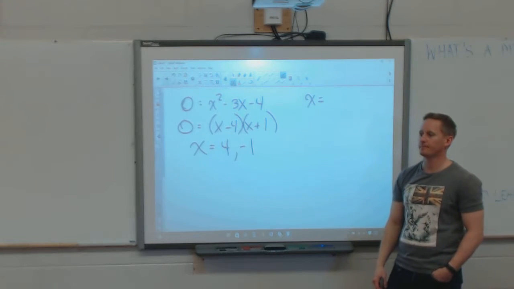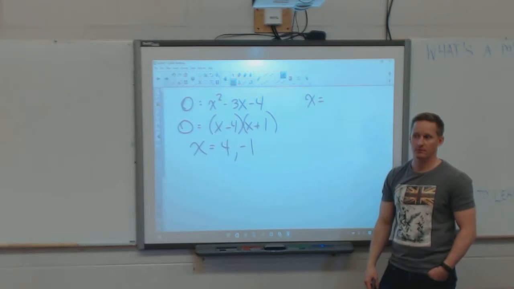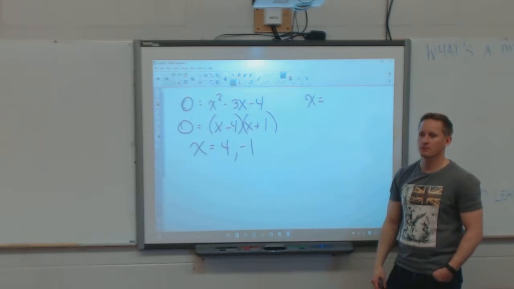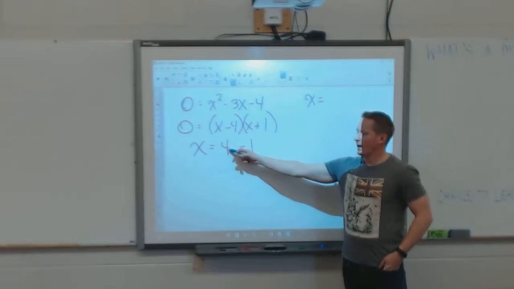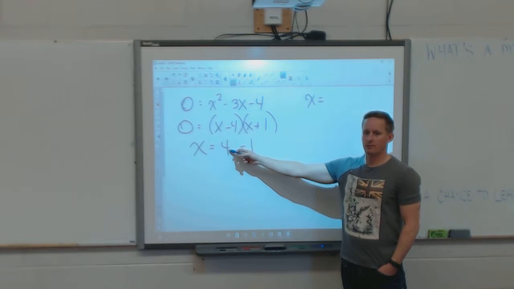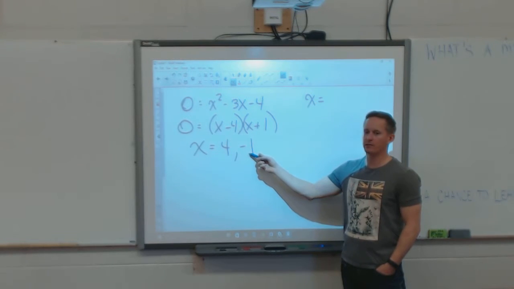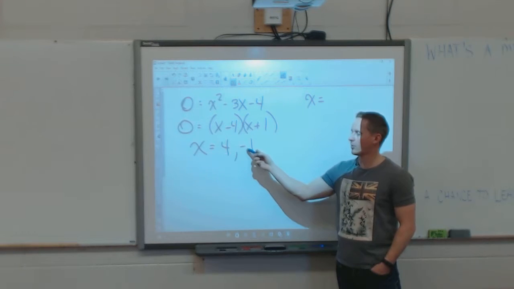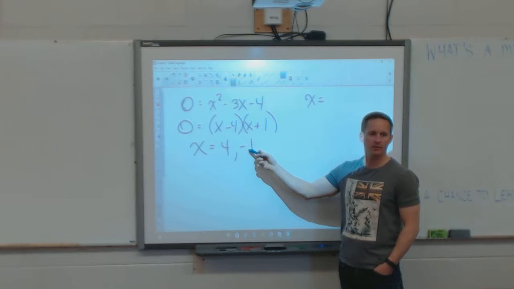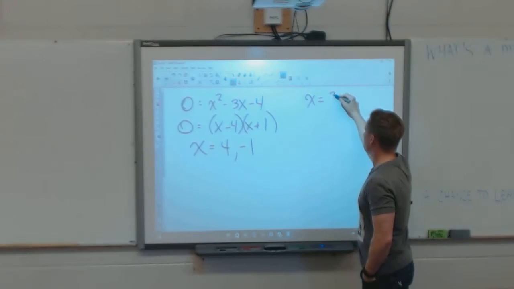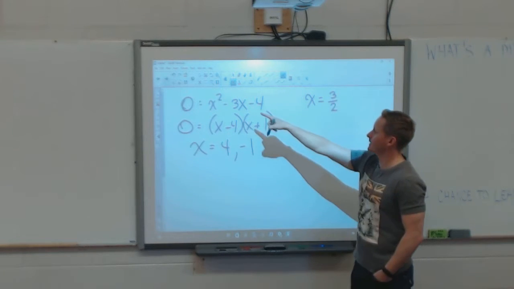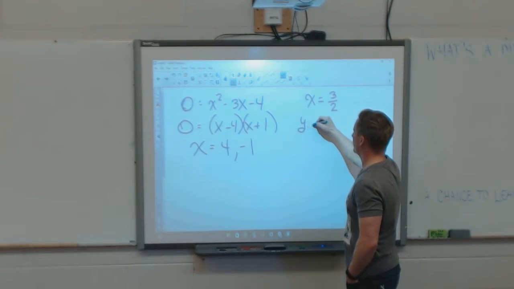What you got? 2.5? Okay. Halfway in between. All right. Add these two together and divide by 2. 4 plus negative 1 is 3. 3 over 2, right? So I have 3 over 2 here. Now I can substitute it into that equation to find out what y is.